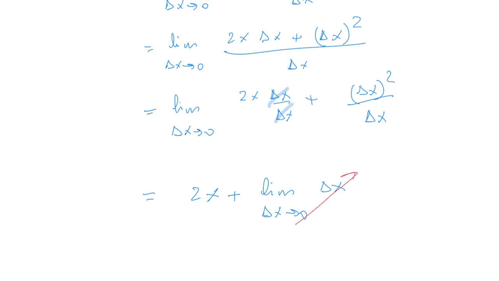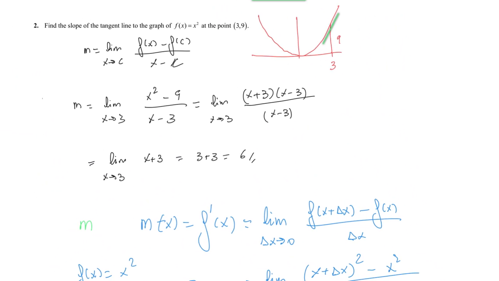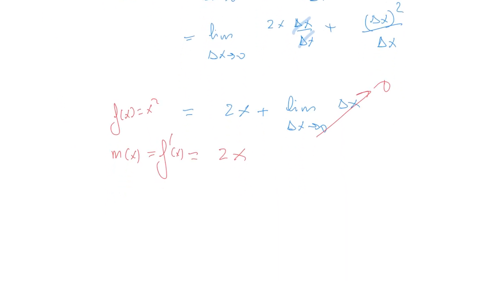So this goes to 0. So as a final conclusion, the derivative is 2x. So f prime of x, or the slope at any point x of the function f of x equal x squared, is 2x. But the problem is asking us at a particular point, at the point (3, 9). Well, at the point x equal 3, f prime of x, the derivative or the slope, is 2 times 3, which is 6.